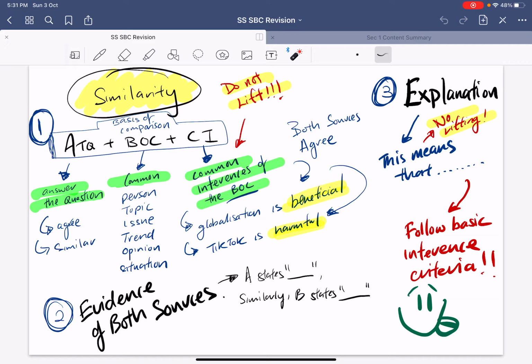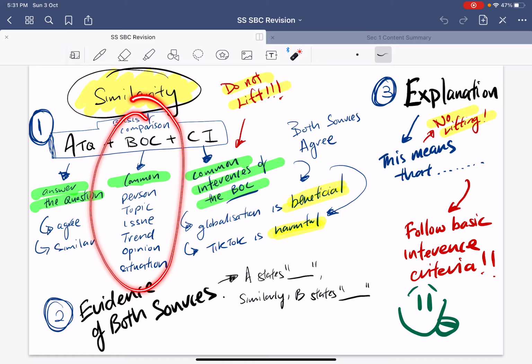Next is your basis of comparison. Check the two sources. Look out for the people. Is there a common person in the pictures? Is there a common topic? Is there a common issue? Is there a common trend that you see in both of the sources? Is there a common opinion? Is there a common situation you see in both of the sources? So all these things for you to check out: people, topic, issue, trend, opinion, situation, or it can be other things as well. As long as you find something that is related to both sources, that is your BOC.